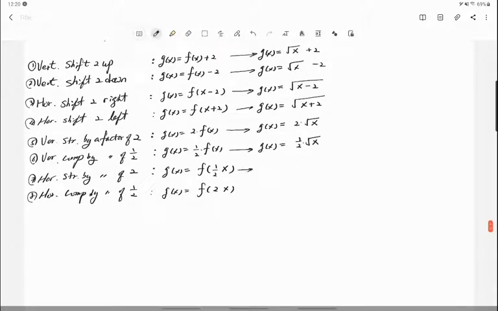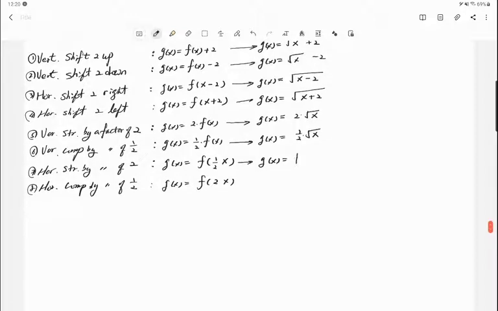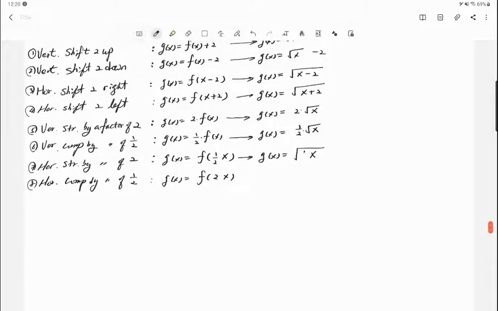Okay, how about the horizontal stretch? For the horizontal stretch, when you use a horizontal transformation, then always change the variable x. So in this case, we're going to multiply x by the reciprocal of 2. So that will be 1 over 2. All right, so the graph of g of x will be what? This is the horizontal stretch of f of x by a factor of 2.